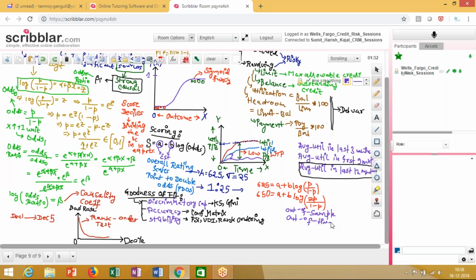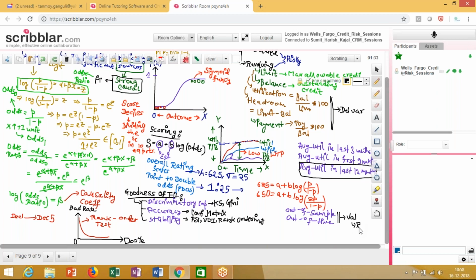Now, another question: why are these two being done? Why are these two validations being performed? What is the logic behind this? These two validations are being performed because of the following reason. I need to ensure that my model is robust.